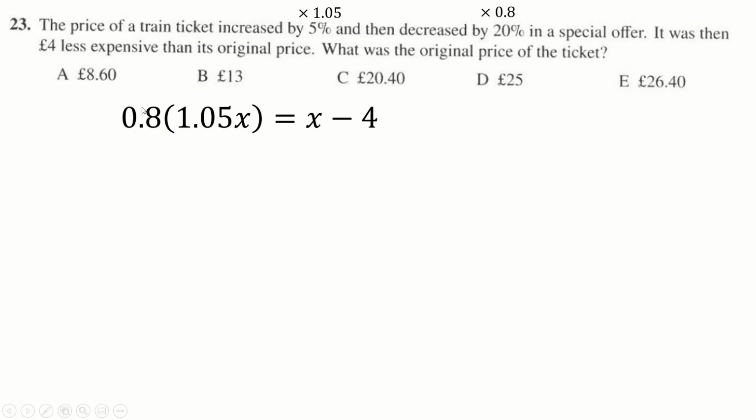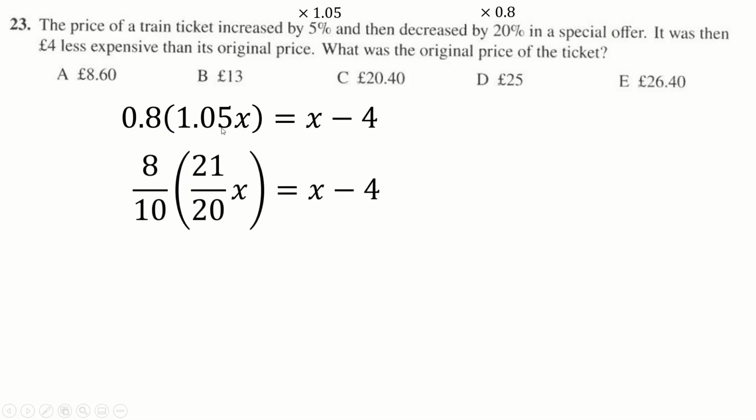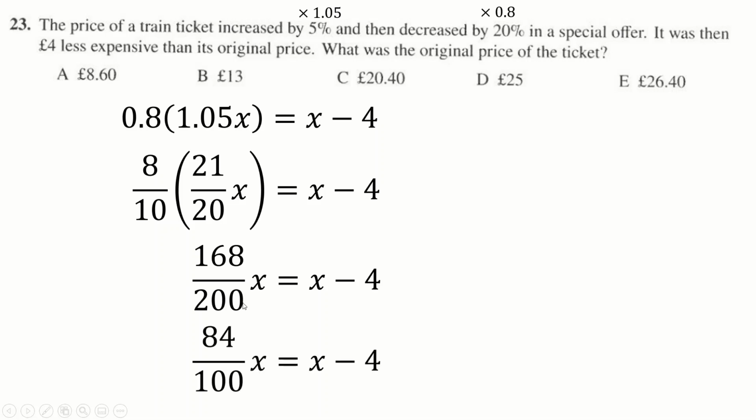So this is clearly 8/10 or 4/5 or whatever. This is 105 over 100, which simplifies to 21 over 20. And then I just multiplied these fractions along. And then I said, okay, what happens if I take away this many x's from both sides and add 4 to both sides? Actually, I simplified this first because I like having it over 100. Then I added 4 to both sides and took away this.